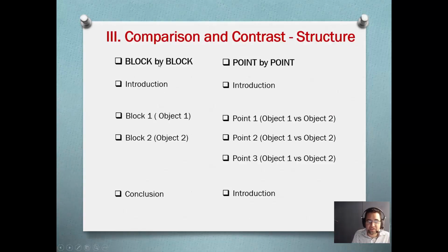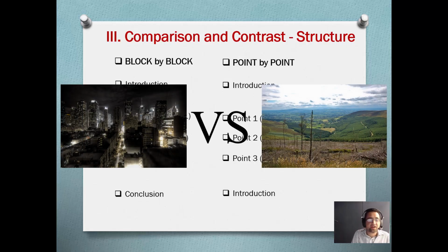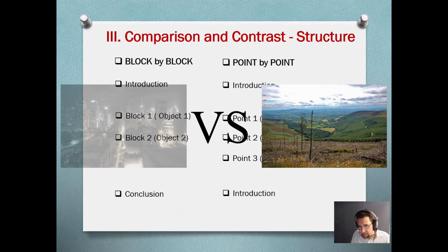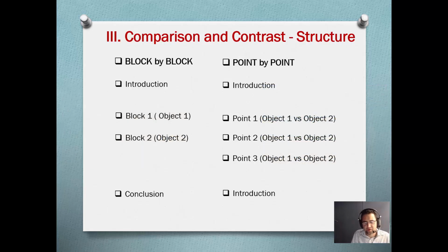So, as I was saying, one way to compare and contrast is by using the block by block technique. If you do this pattern, then your first main idea will be everything about, for example, city versus the countryside. So block 1 can be everything about the city, block 2 can be everything about the countryside, and then you will have your conclusion. Remember, you have to have a position since the beginning, so it is recommendable that you're telling your reader beforehand which one you favor.